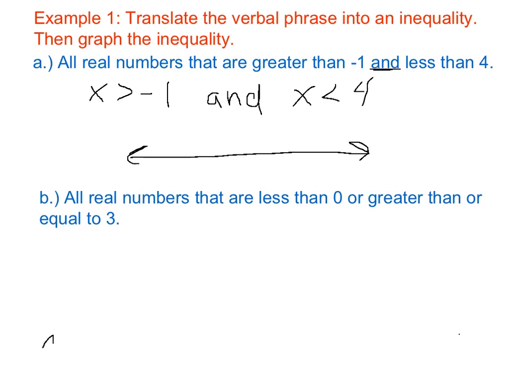So I'm going to take those and graph them on the same number line. So let's say here, 2, just labeling my number line. x greater than -1, so I have an open dot here. Less than 4, have an open dot there, and I want everything in between.